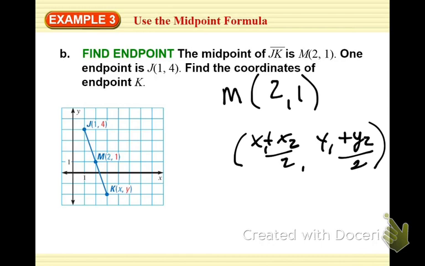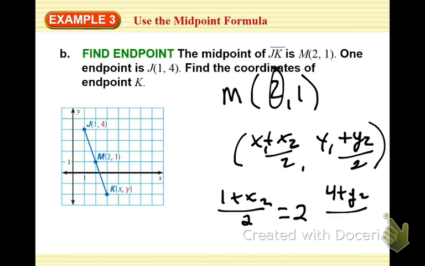So I'm going to make this 1 plus x sub 2 over 2, and that had to equal, well, 2, right? And then the same thing for the y's. I'm going to take 4 plus y sub 2, over 2. When I average those y's, I apparently got 1. And so we just solved those two mini equations.